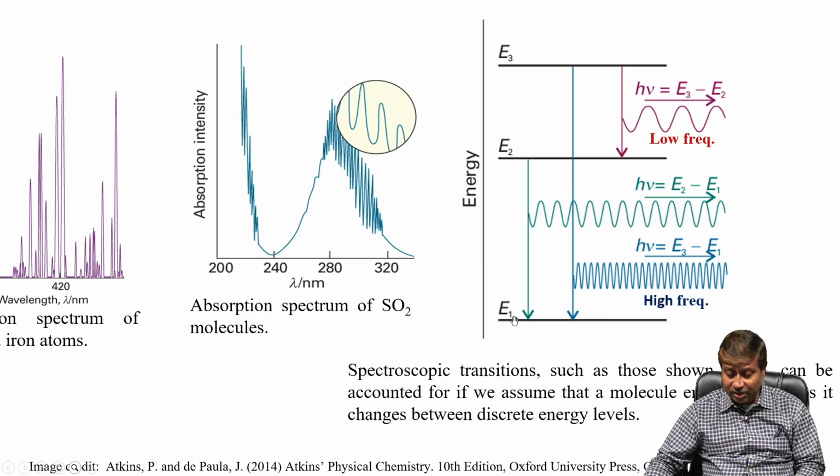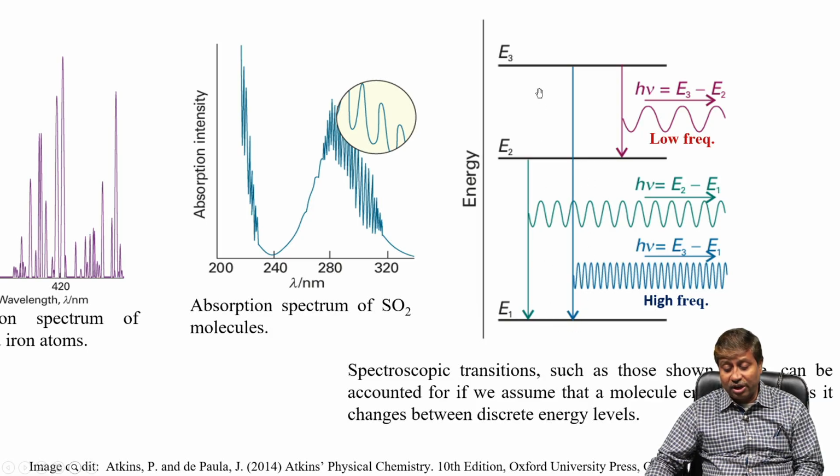So, these energy levels should be discrete values like E1, then E2, and then E3, not anything in between. When we think of an emission process, from E2 it comes to E1, then the energy released as light from the system will be the difference, E2 minus E1. So, the h nu that we will observe is E2 minus E1. So, this is a discrete one.